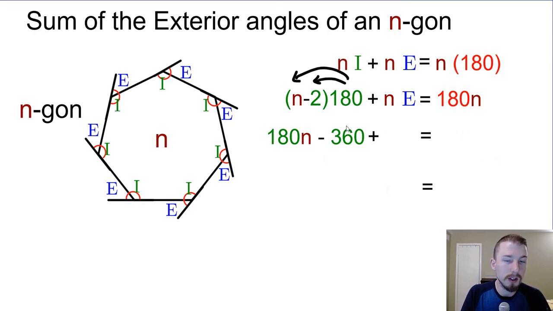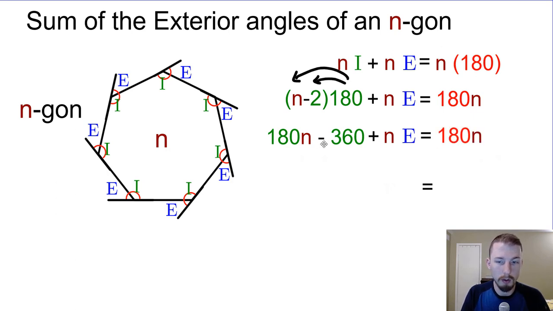Now this 360 is actually where the exterior angles come from. That's the whole point. Whenever we distribute it through, it's not just n times 180, it's n times 180 minus 360, which is why the exterior angles are always going to add up to 360. But we'll finish the proof out so that you can see it. So 180n minus 360 plus the n exterior angles is going to be equal to 180n.